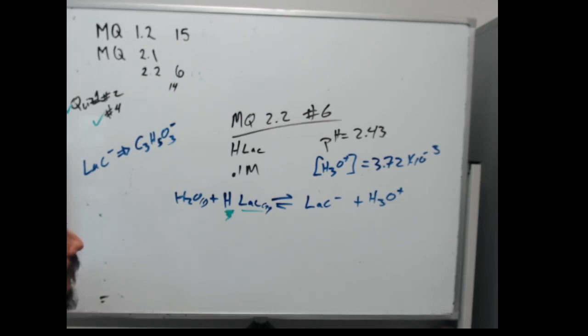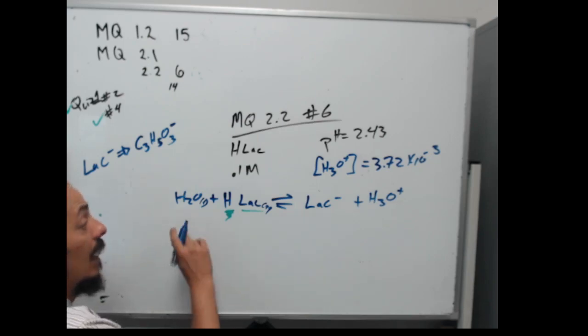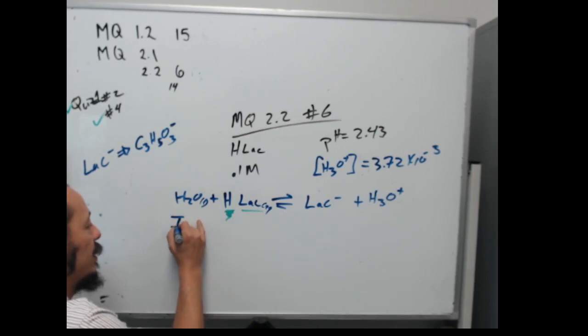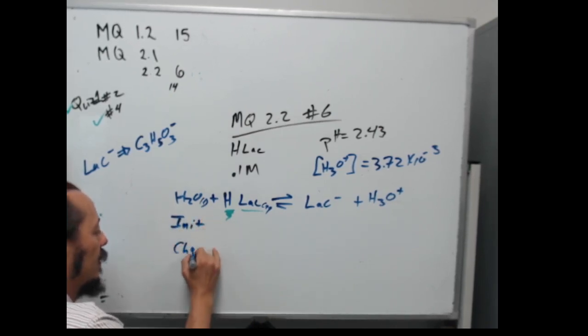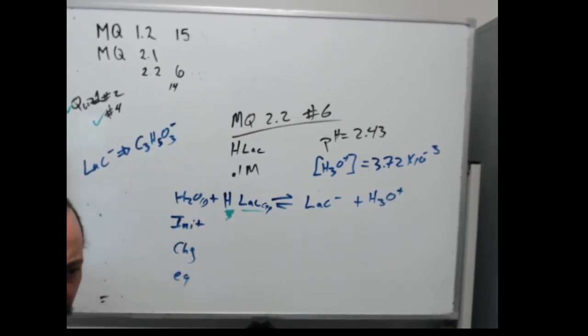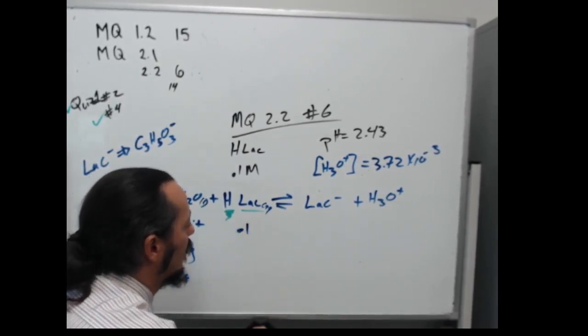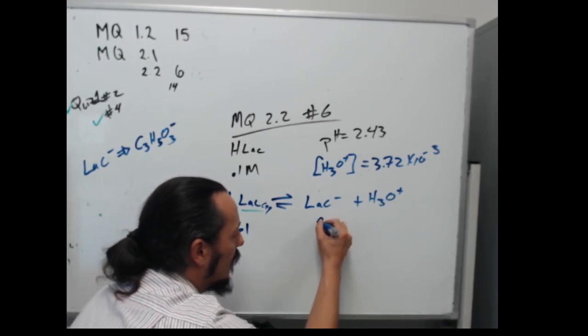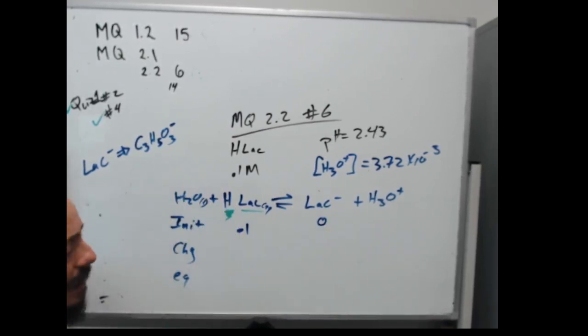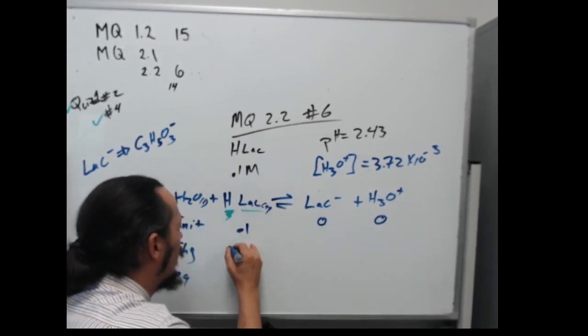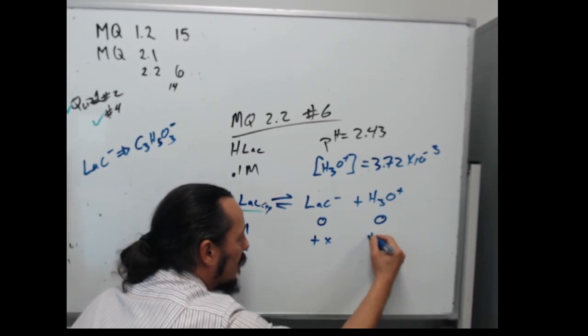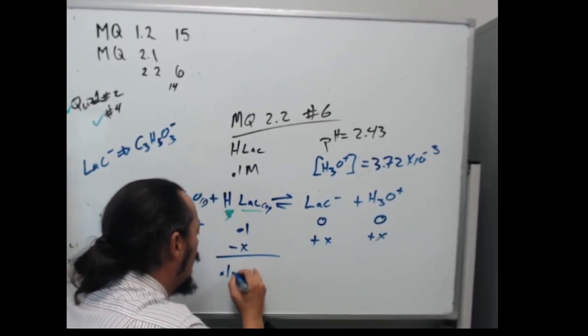Okay, so on the right-hand side of the equation, we just ditched a hydrogen and formed a hydronium. Now, it's talking about pH. Do we know its initial, change, equilibrium? What's the question ask? It's asking for Ka and pKa of lactic acid. We got 0.1 of lactic acid. Lactate at the beginning should be 0, hydronium at the beginning should be 0. I'm going to have minus x, plus x, plus x, and 0.1 minus x.